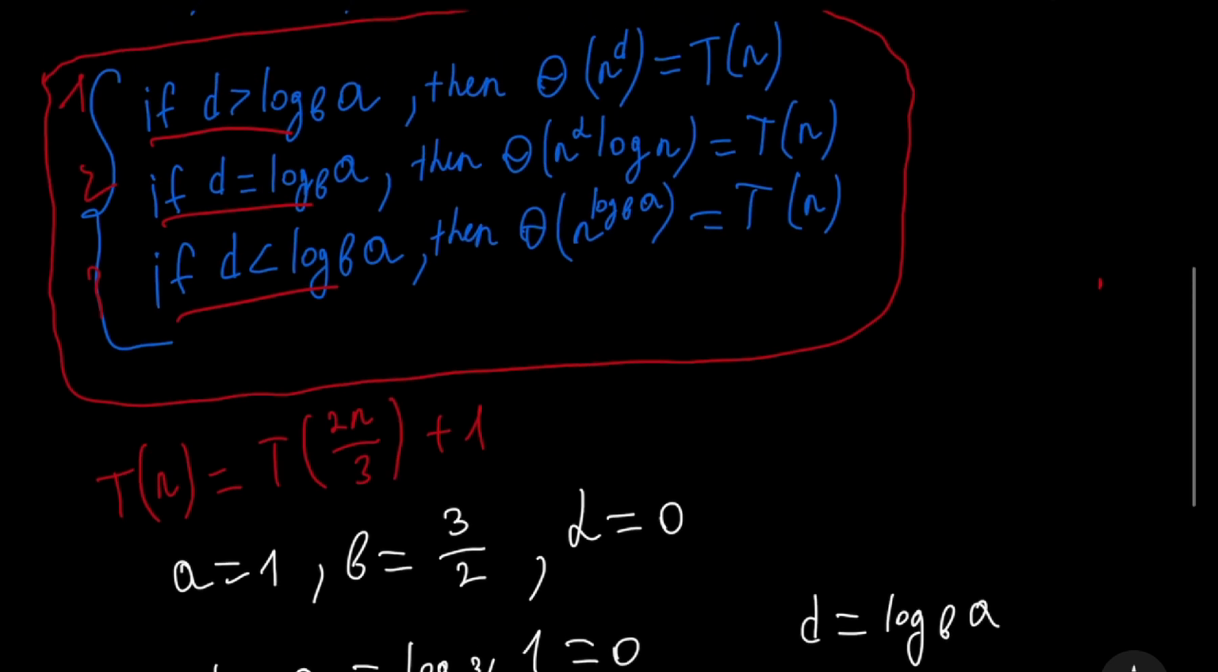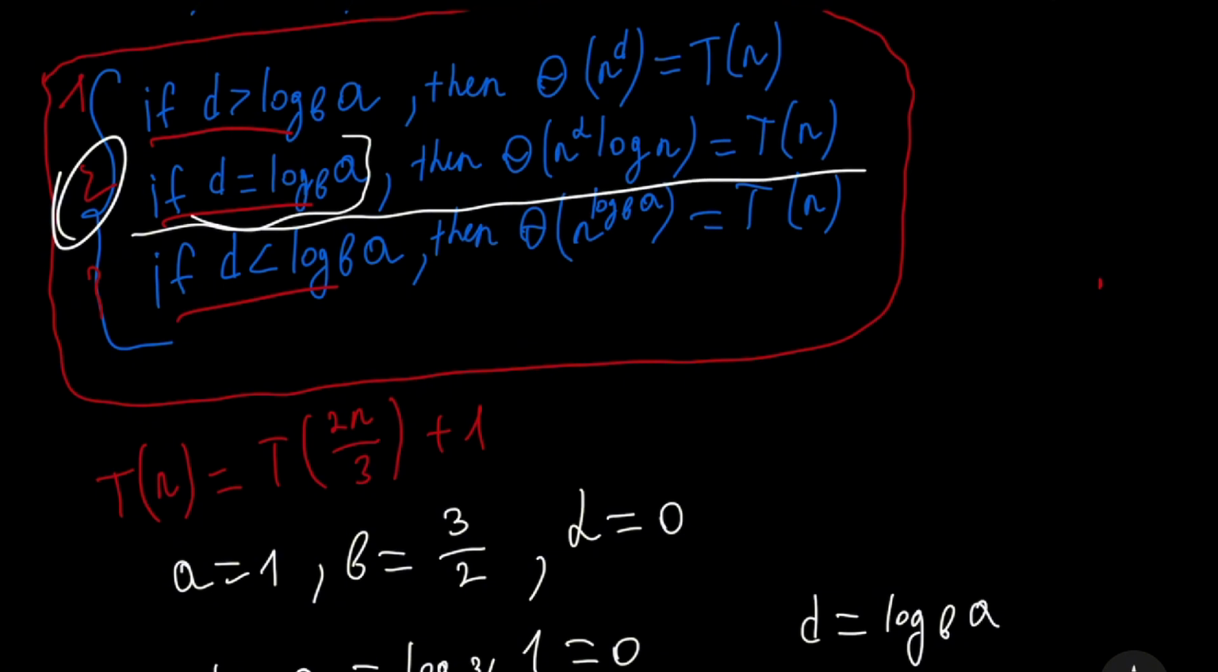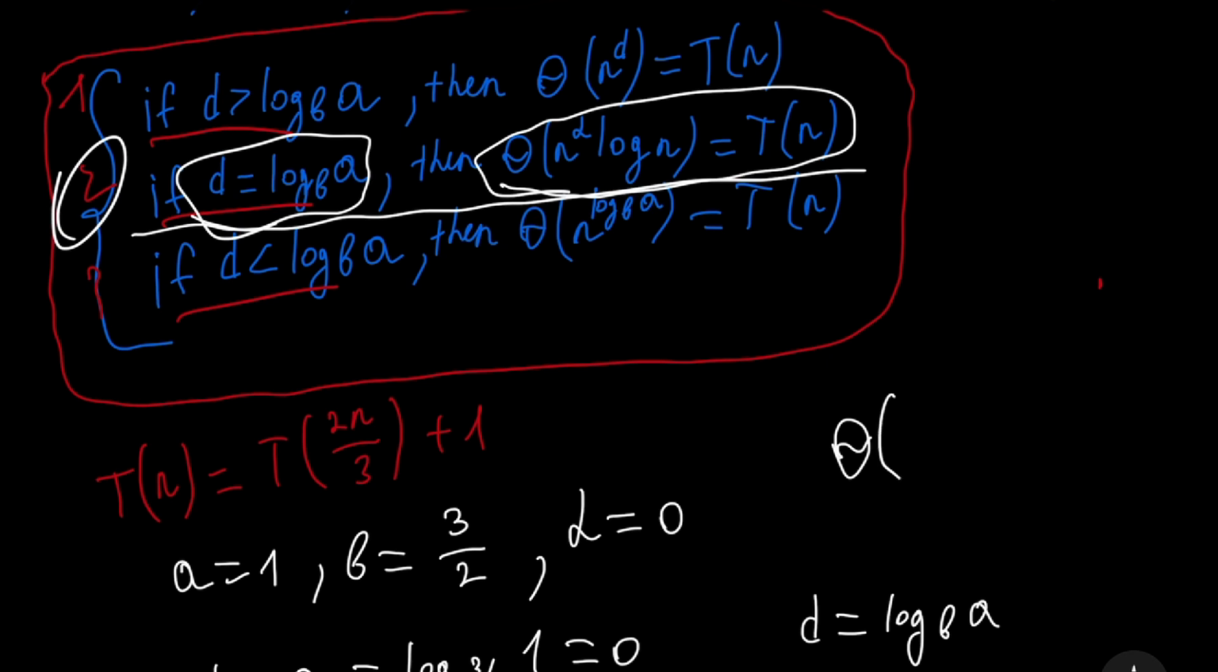Let's see, this is case 2. If d is equal to log base b of a, then our answer will be like this, okay? So our answer is theta of n to the d, where d in our case is 0, times log n.